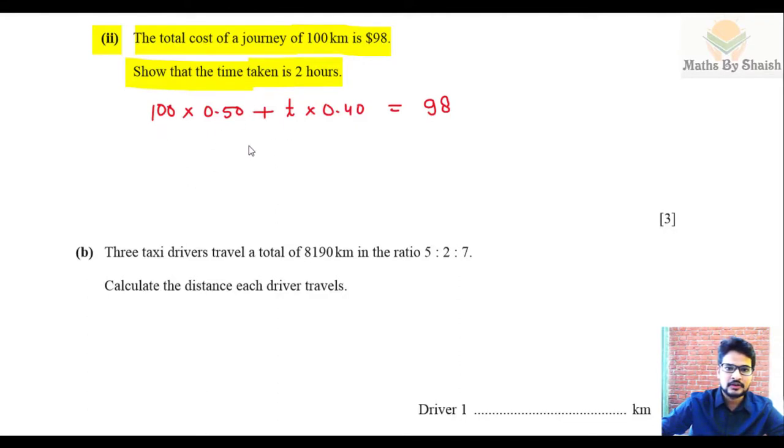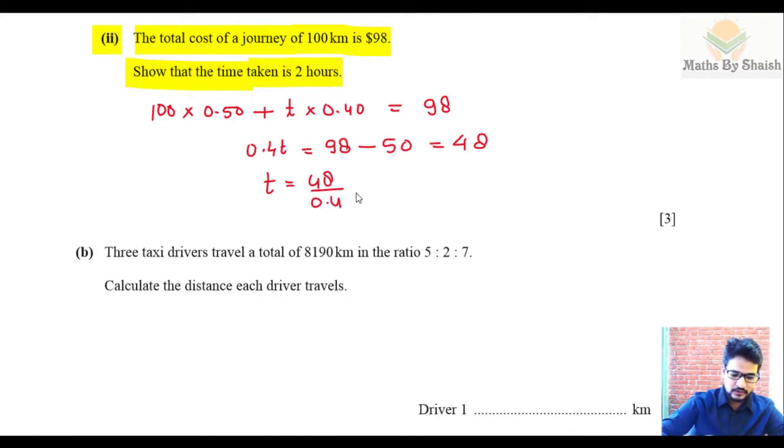We will transfer it here, so it becomes 0.4t equals 98 minus 100 into 0.50, which is 50. So I will subtract 50 from here, and it becomes 48. So t becomes 48 upon 0.4. 48 upon 0.4 is 120 and it is minutes, and we know that 120 minutes means 2 hours. 120 upon 60 will be 2 hours, and that's how we need to show it.